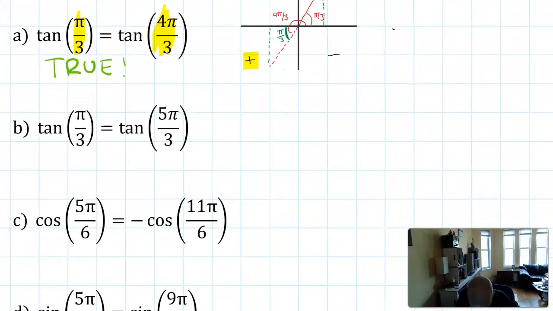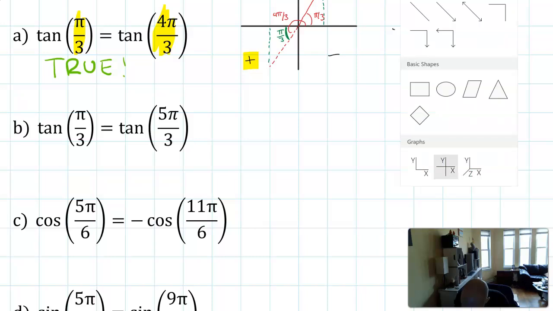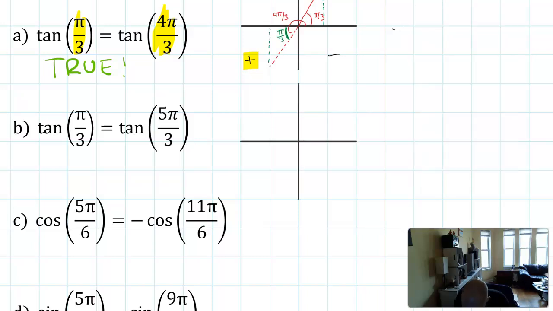Part B, tangent of pi over 3 is equal to tangent of 5 pi over 3. Okay. This is similar to the last one, but they've changed the second angle. So let's sketch those out. Now 5 pi over 3 is down here. And you might think that this is also true, just like the first one was, but be careful. They do both have a reference angle of pi over 3, right? They're symmetric in that way.